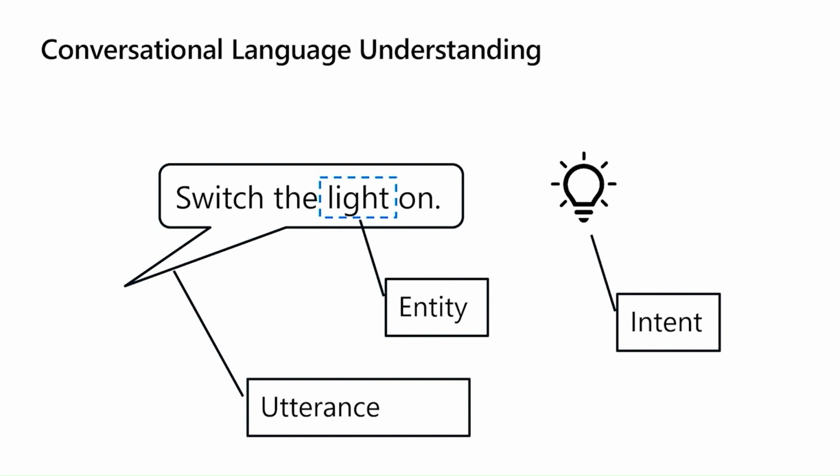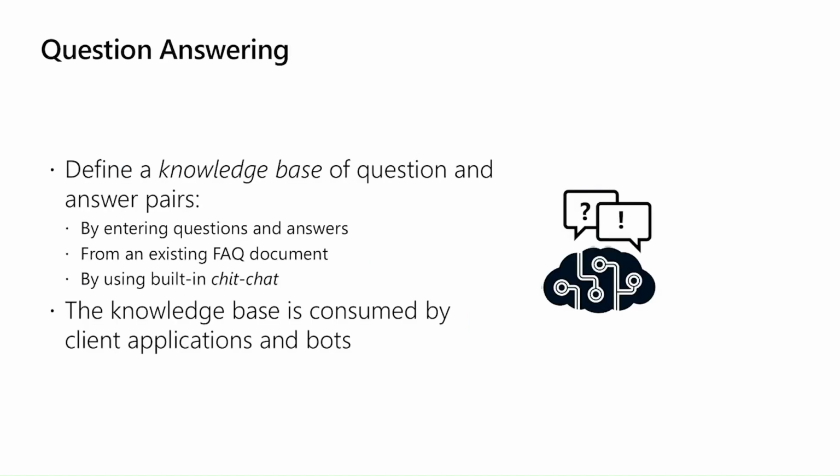And in this example, it is to switch the light on. Common scenarios for this kind of solution include automated phone banking and smart homes. And then we come to question answering.